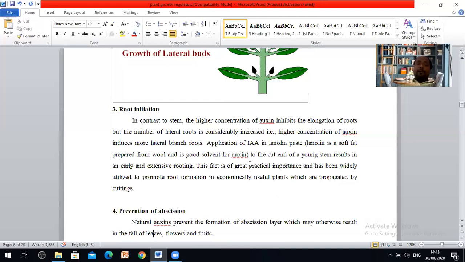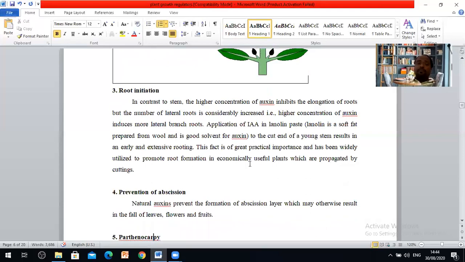when applied to a cut young stem results in early, extensive rooting. This fact is of great practical importance and has been widely utilized to promote root formation in economically useful plants, which are propagated by the cutting method.